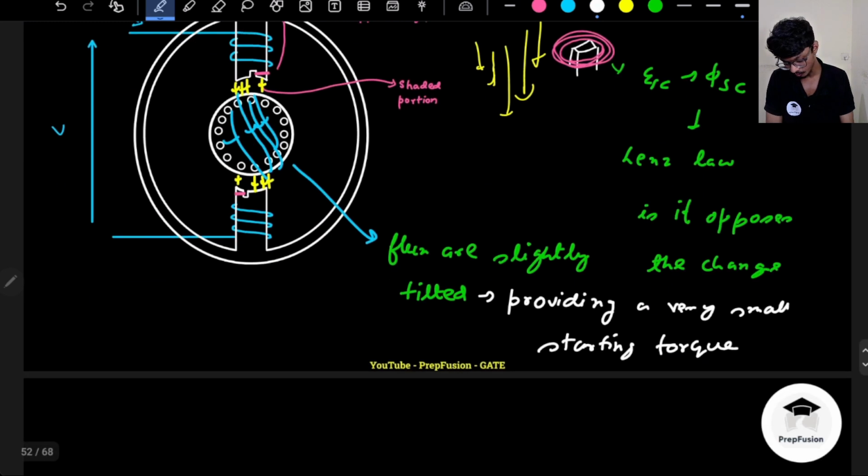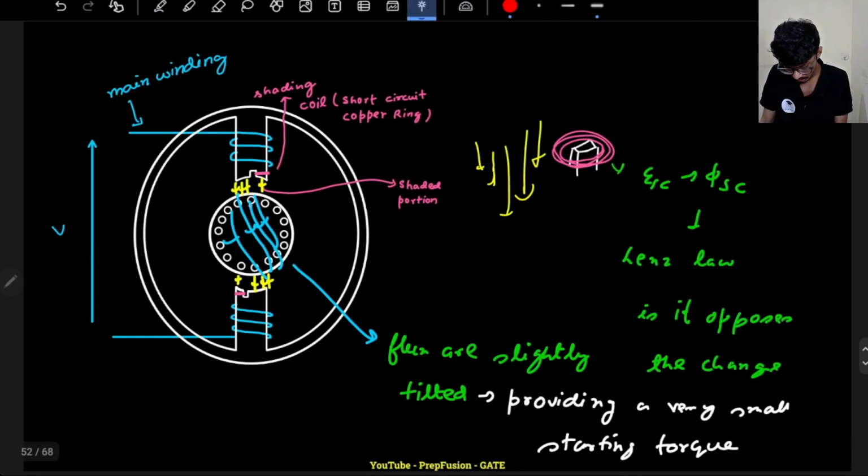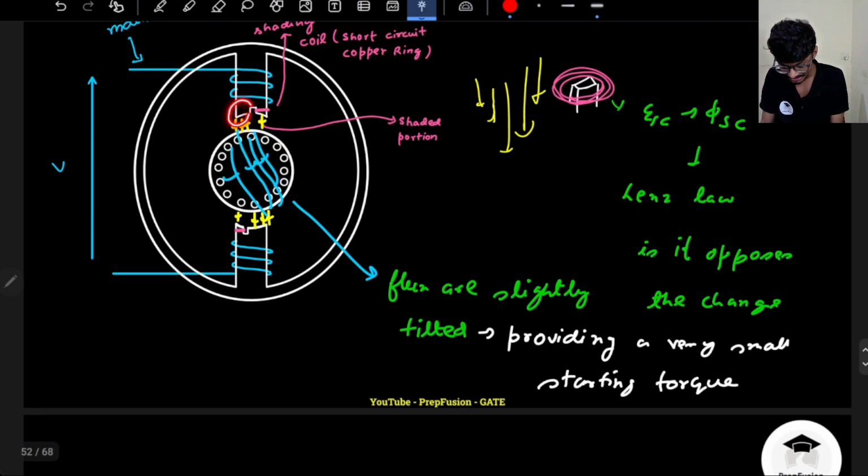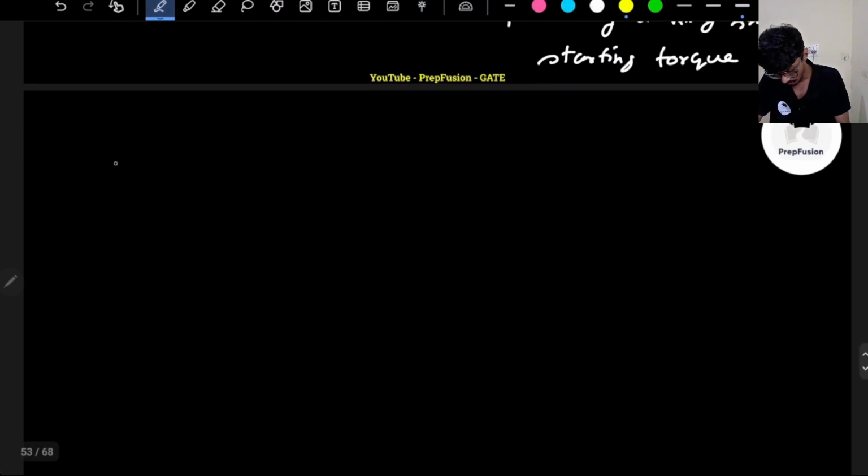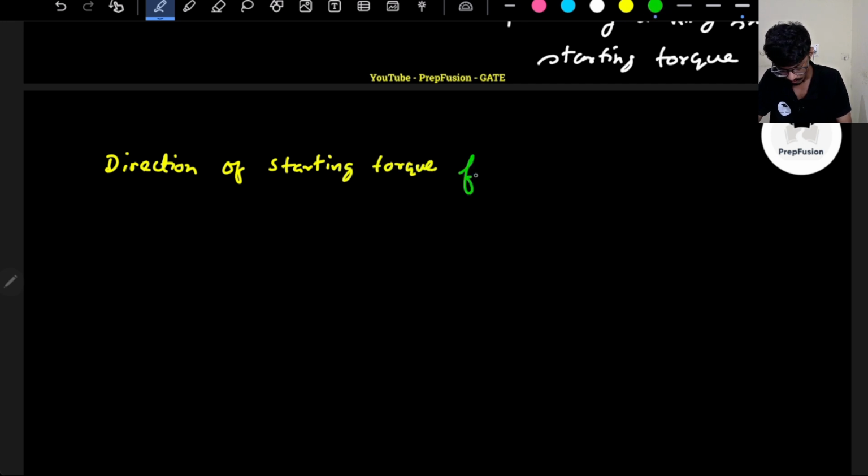And what is the direction of rotation of the starting torque? If I am noticing the flux lines are like this, it is going in the clockwise direction. Clockwise means from the unshaded portion of the pole to the shaded portion. So the direction of the starting torque will be from the unshaded portion to the shaded portion.